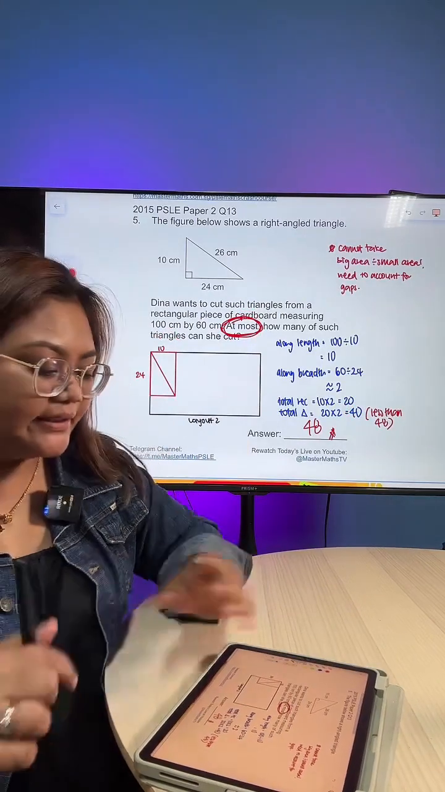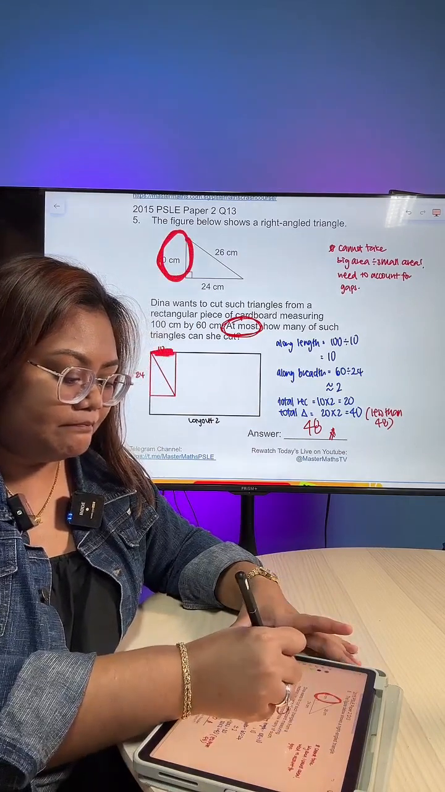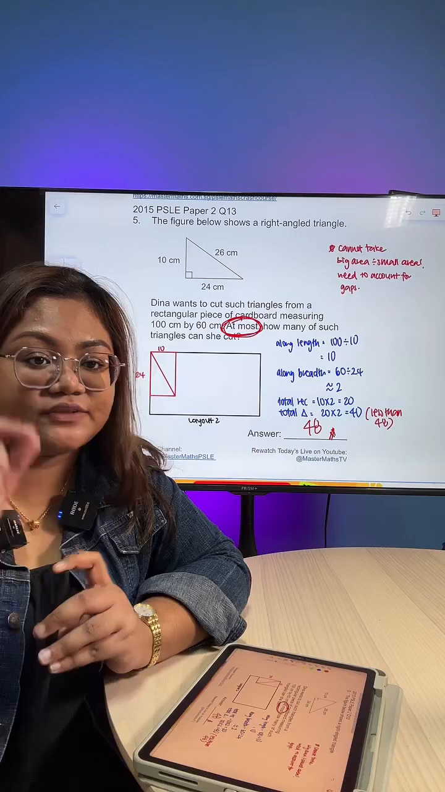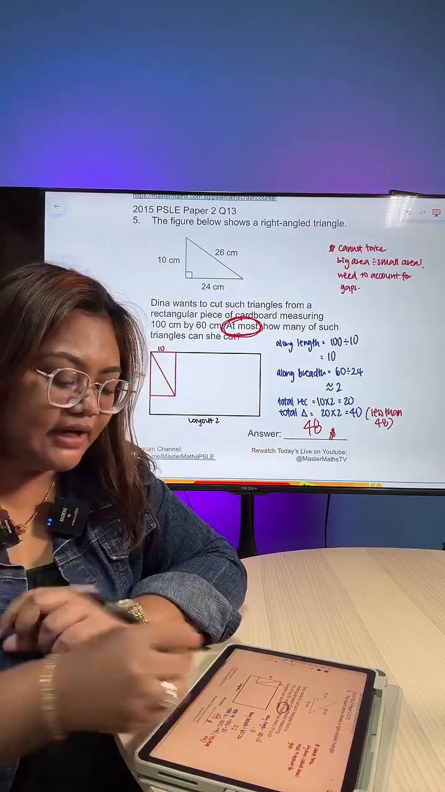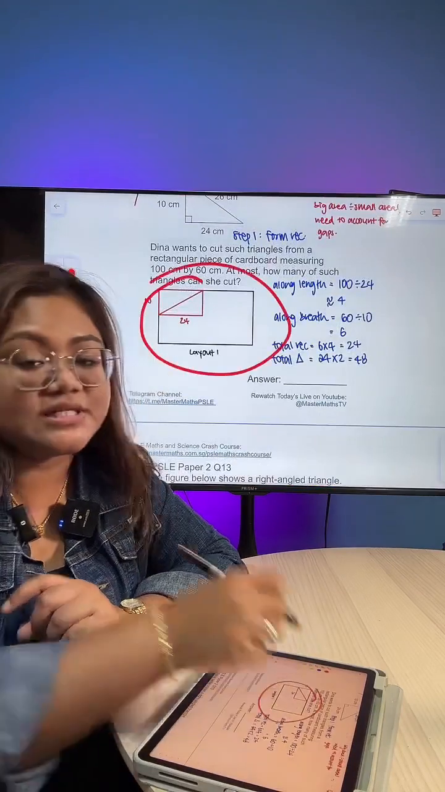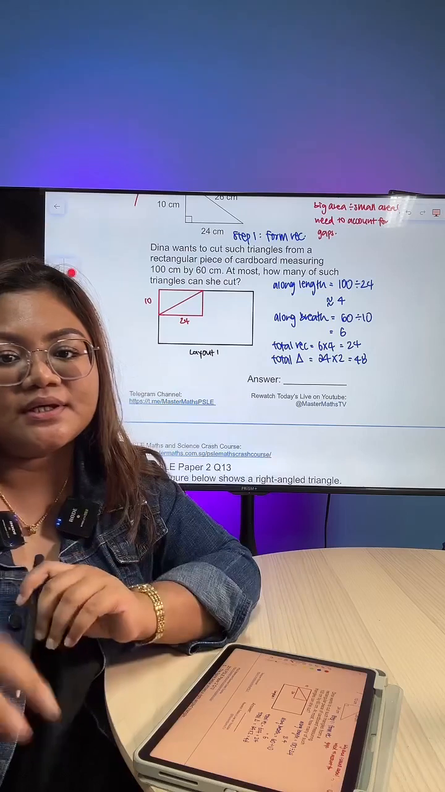Okay, everybody? Where I get the 10 from, that's from here. 10 cm, the breadth. Clear? Or the height of the triangle. Alright, so the final answer is still 48 using layout 1. You have to consider both layouts to get you at most. Okay?